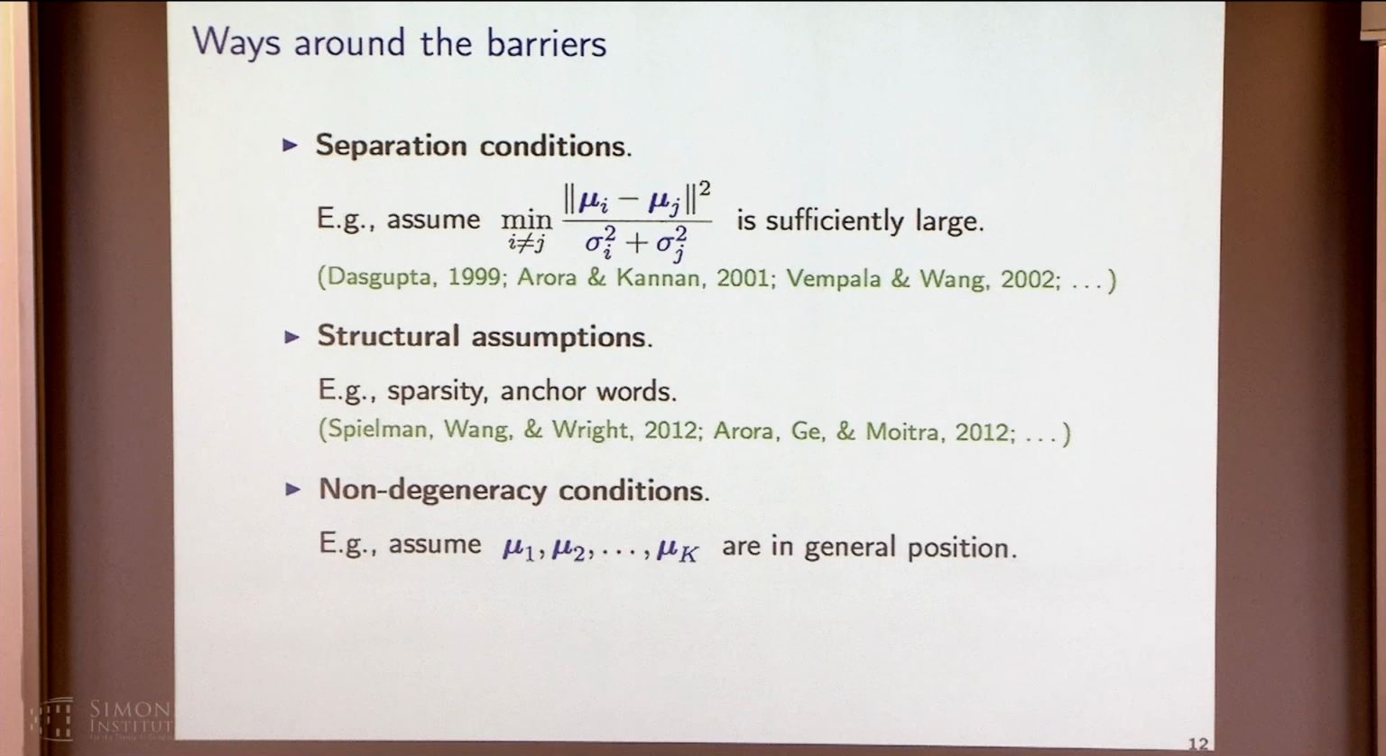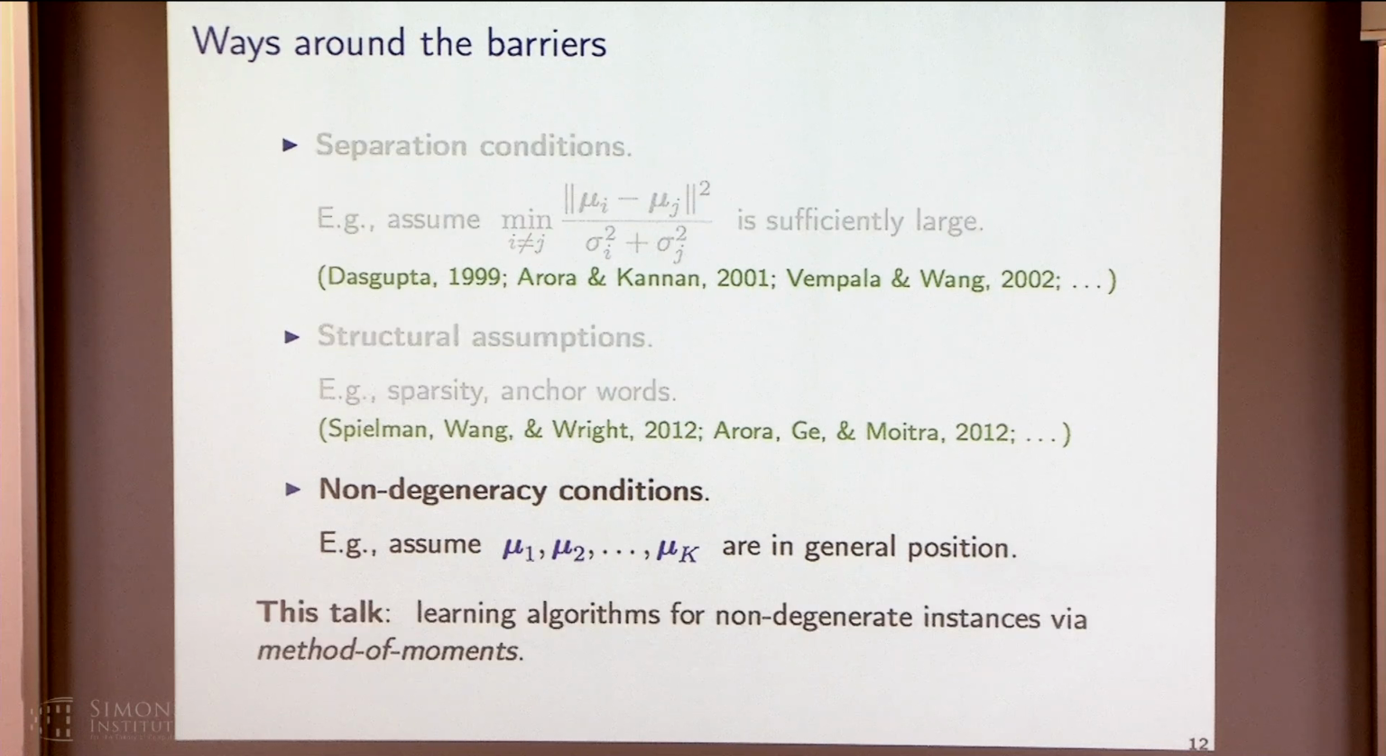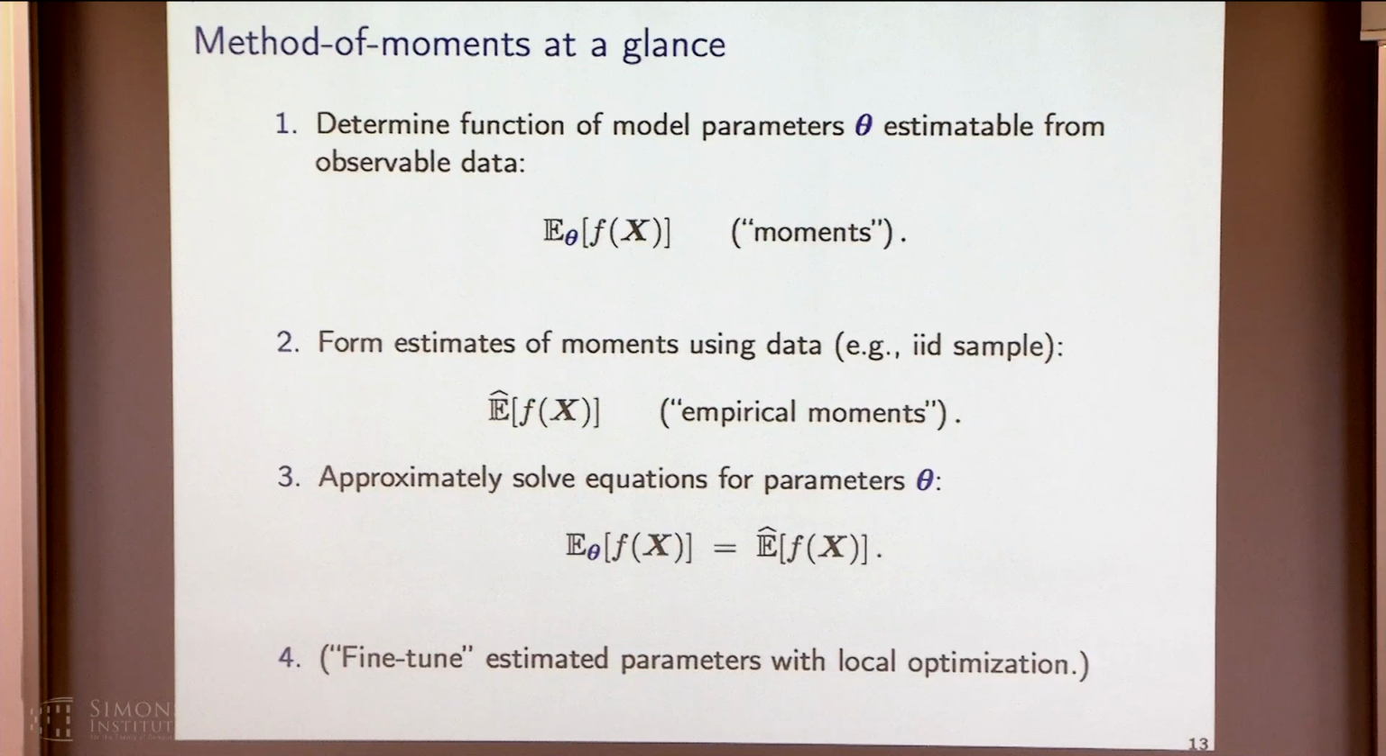So in this talk, we're mostly going to be talking about conditions that are, in some sense, typical or generic. So for instance, let's say that the means of the Gaussians are in some general position or linearly independent. Okay. And making these kinds of assumptions, it turns out there's a very broad class of techniques based on something called the method of moments that will work in these cases. So that's what I'm going to talk about in this tutorial.